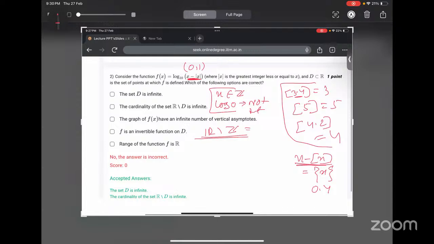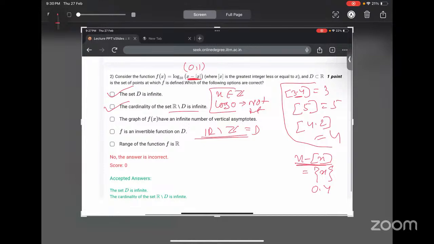Yes, ma'am. So the domain is infinite. The first option is correct, right? This set is an infinite set; the cardinality of the set is infinite. Capital D means domain, always. So D is the domain, and R minus Z is the domain here. It is an infinite set, so the first option is correct. And R minus D means integers, right? Yes. That means it is again an infinite set. The second option is also correct.